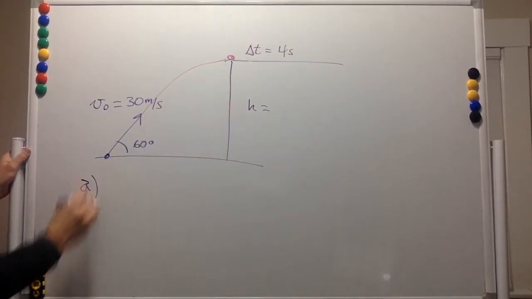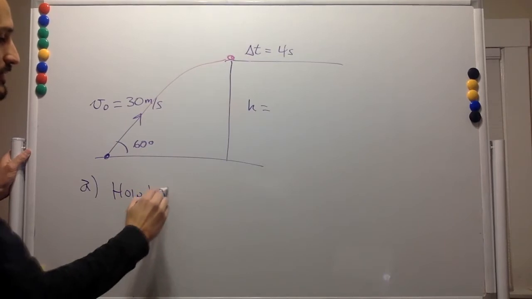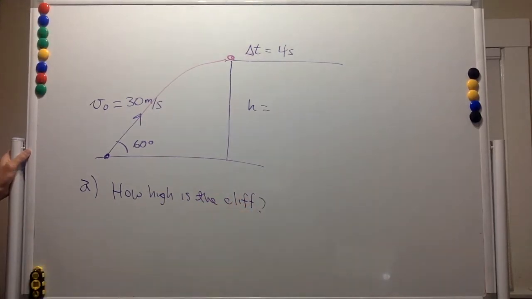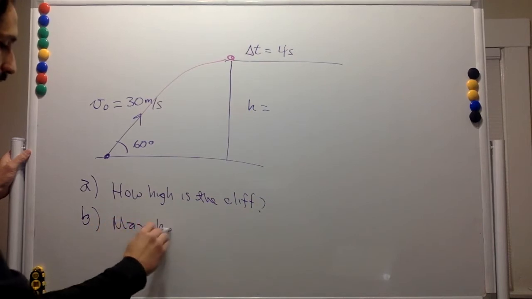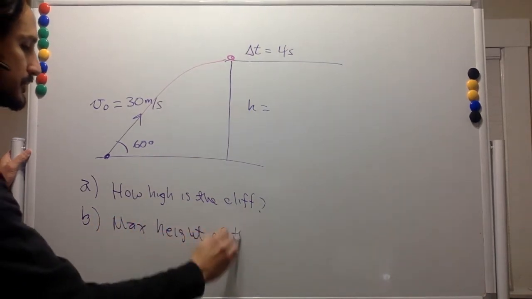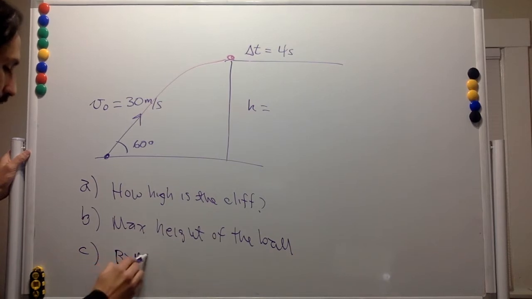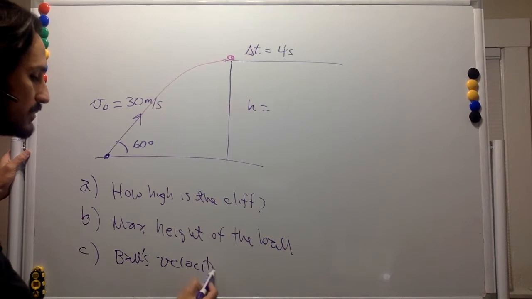So we have to answer a few questions. The first one, how high is the cliff? The second one, what is the maximum height of the ball? And the third one, what is the ball's impact speed? Sorry, ball's velocity, ball's impact speed, ball's velocity at impact.